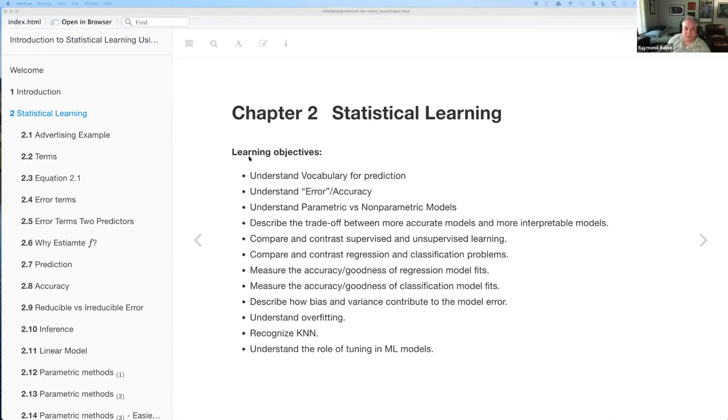Okay, so last time we went through almost all of chapter two. We talked about vocabulary, talked about error and accuracy, talked about parametric and non-parametric models, talked a bunch about the trade-off between accuracy and interpretable models, and that's continued to play out in the chat over the last week. Barely mentioned supervised versus unsupervised. Talked about regression versus classification, barely. Talked about accuracy and goodness. And then we had just gotten to describing bias and variance.